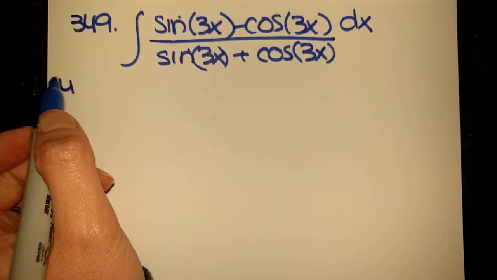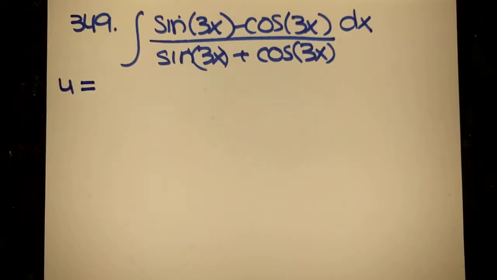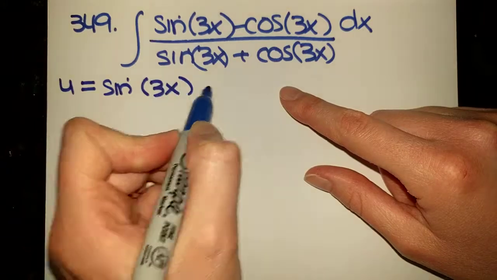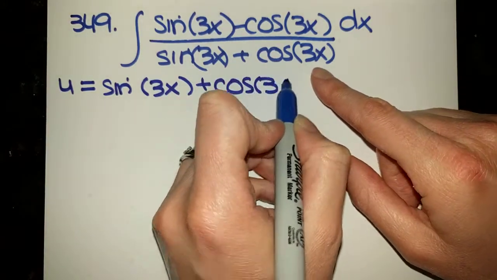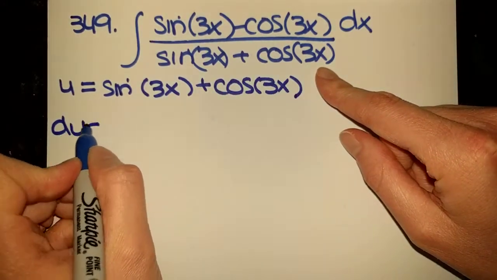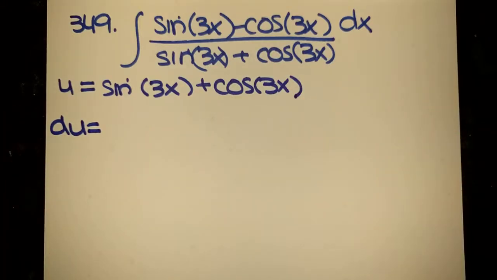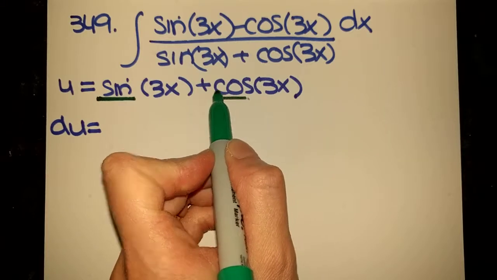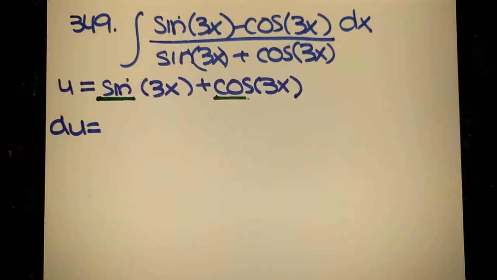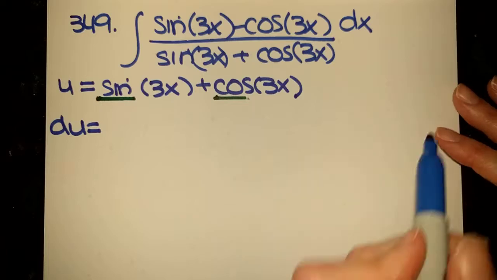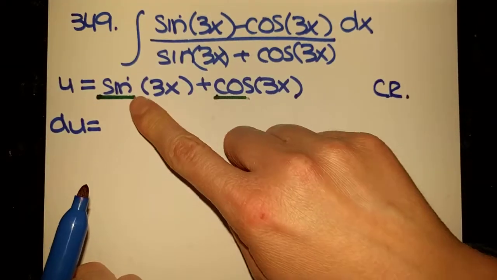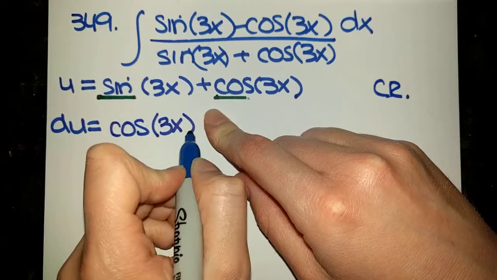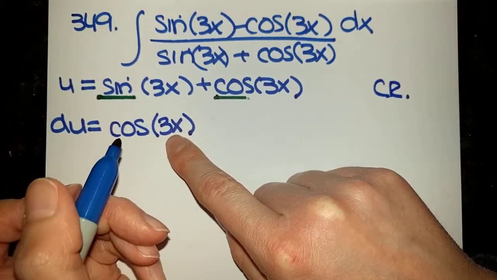to be the denominator. So I'm going to try, and we'll see what happens with this, but I'm going to pick u as sine of 3x plus cosine of 3x. That will give us that our du, the derivative of this, we will need to use the chain rule on the sine of 3x and also the cosine because we have that outer function and inner function. So using the chain rule here, the sine is going to become cosine, keep the inside fixed, and then multiply by the derivative of the inside.